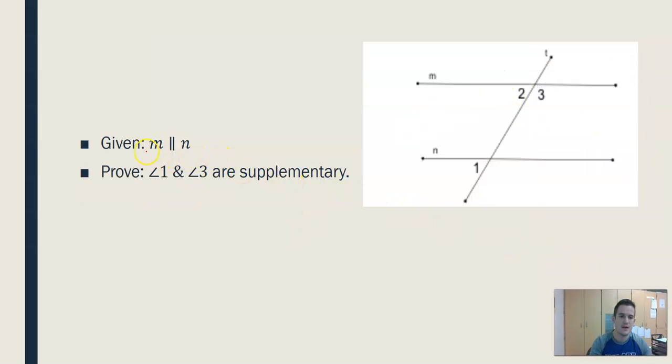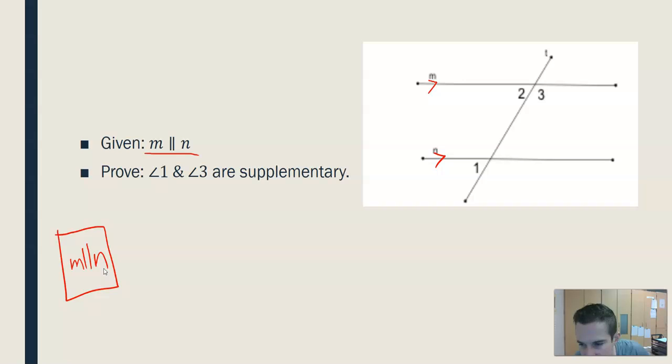Okay, so I'm given that M is parallel to N. So these two lines are parallel. That's where I'm starting. That's the first card that I'm given. M is parallel to N. That's what those train tracks mean. Where am I trying to get to? What am I trying to prove? Is that angle 1 and angle 3 are supplementary.